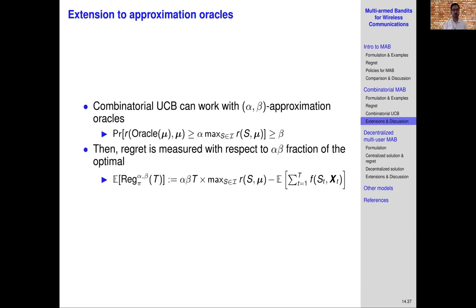When using alpha-beta approximation oracles, we measure the regret with respect to the alpha-beta fraction of the optimal. That is, the regret is defined as alpha beta times the expected total reward of the optimal superarm minus the expected total reward of the selections of the algorithm.